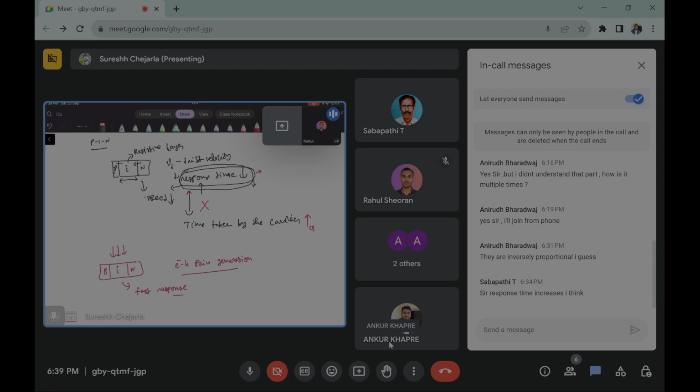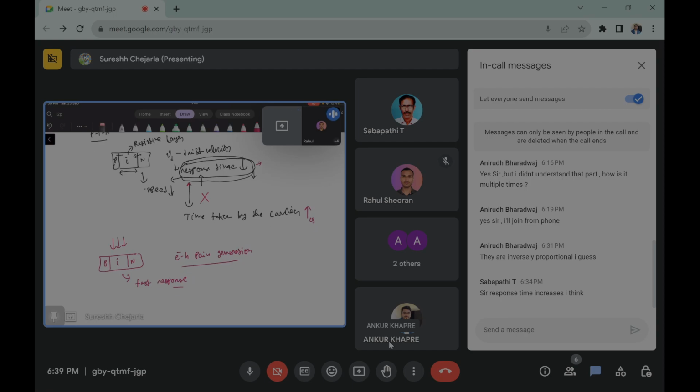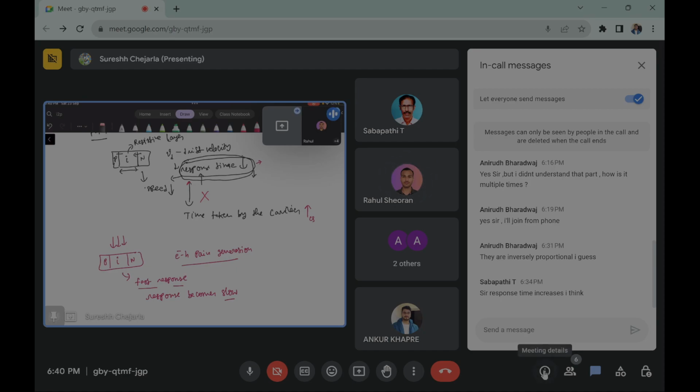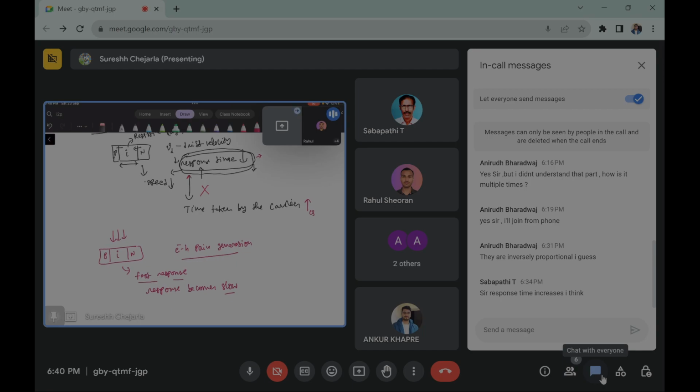What happens? This response time is... I think the response is becoming slower. That is what he was mentioning. I think the response becomes slow when we add an additional intrinsic layer. The time taken by the carriers will go high, so that means the carriers are moving very slowly. In that case, when the photons are incident on this I layer, the electron hole pair generation will also slow down.